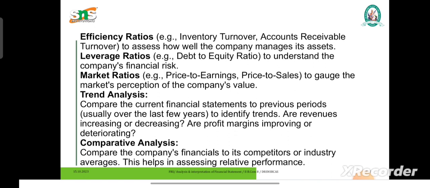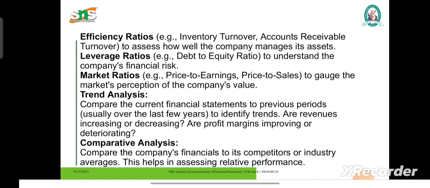Next one is trend analysis. Compare the current financial statements to previous periods, usually over the last few years, to identify trends. Are revenues increasing or decreasing? Or are profit margins improving or declining?